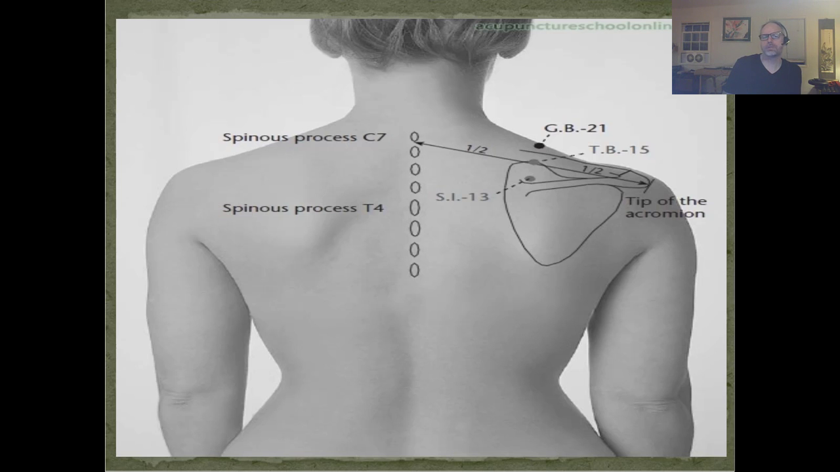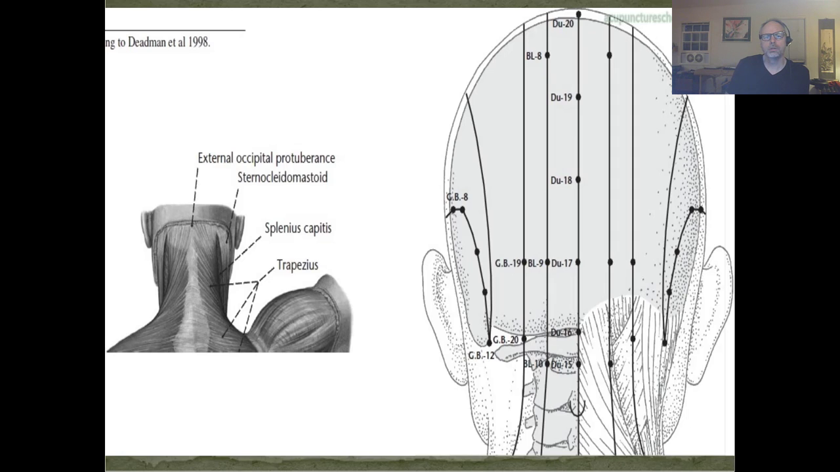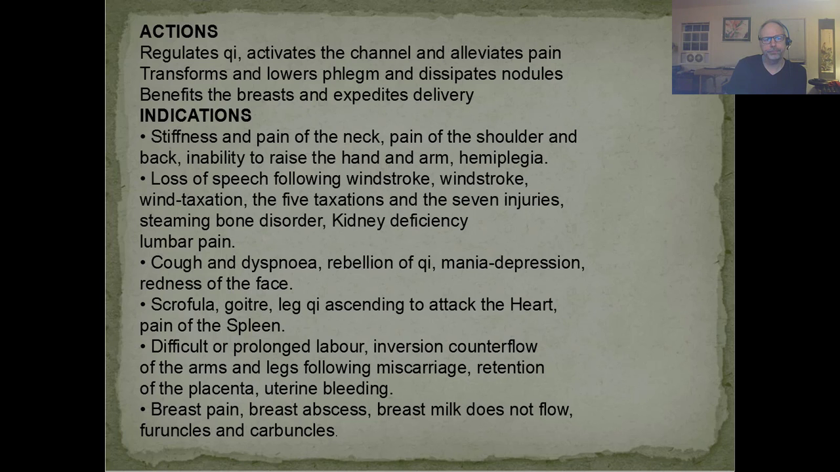And there's our visual. The lower border is C7, all the way to the tip of the acromion, halfway in between gives us our 21. That's just a reference slide. Regulates qi, activates the channel, alleviates pain, transforms and lowers phlegm, dissipates nodules, benefits the breasts, and expedites delivery.